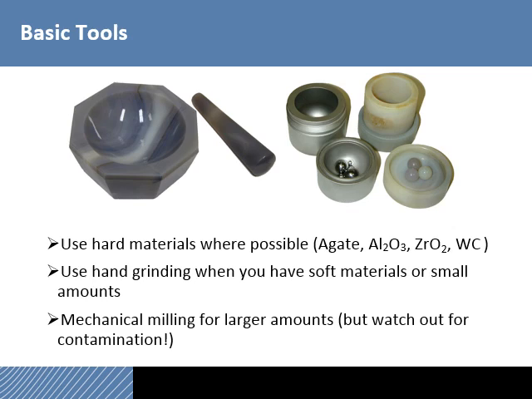You aren't going to have something like a tungsten carbide mortar and pestle. They do actually make mortar and pestles out of alumina and out of zirconia. Considered quite expensive, but these are available. You can hand grind when you have soft materials or small amounts. Obviously, if you have large amounts, you can rely on mechanical milling.